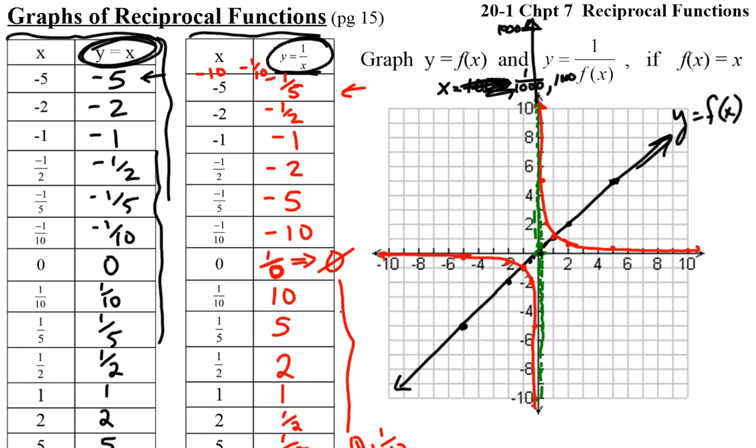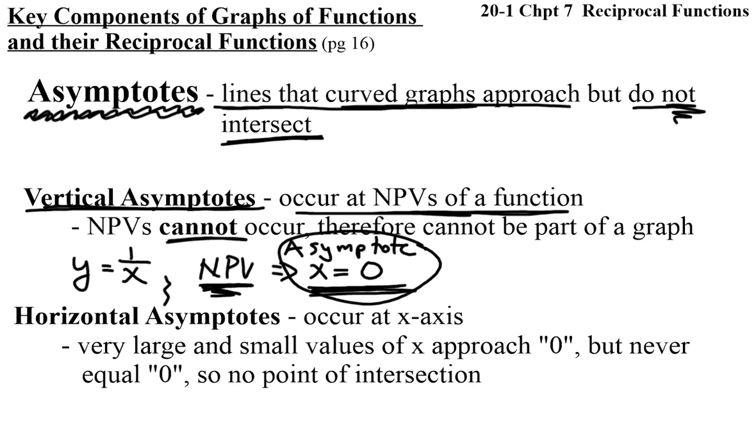You will never touch or contact the vertical asymptote. So the vertical asymptote, one thing you will never touch, is where the NPVs occur. Now the other part to that is, if y equaled 1 over x, the original function was y equal to x.